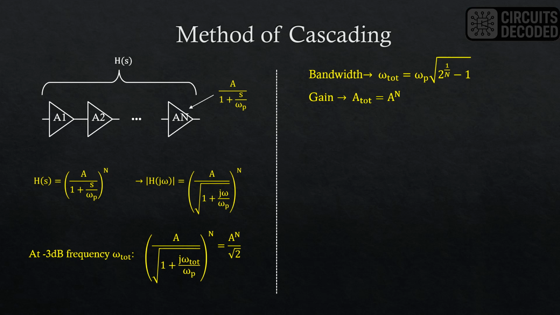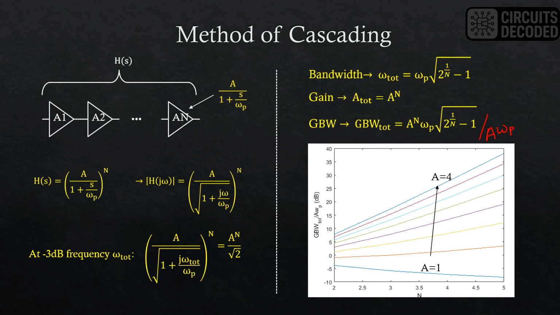The gain is also given simply as A to the power of n, and the GBW is simply the product of gain and bandwidth as shown here. One interesting thing to note here is that for large values of A, the rate of increase of the total gain is greater than the rate of decrease of the total system bandwidth with respect to n. This can be shown by plotting the normalized gain bandwidth product with respect to n. The normalized gain bandwidth product is simply the system gain bandwidth product divided by the gain of a single stage amplifier times omega p.